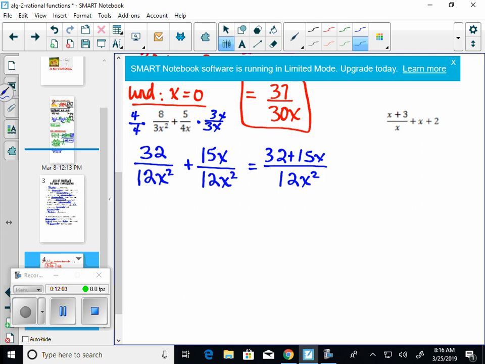Do they have a GCD? You just got a 1, so they don't have a GCD. They don't have anything else you can take out other than a 1. So this is simplified. Where is it undefined? Where x equals 0.